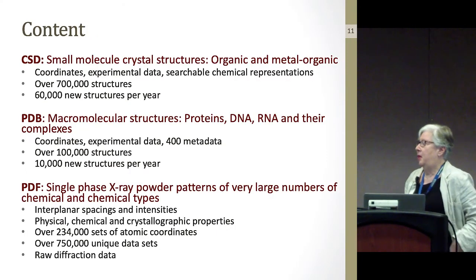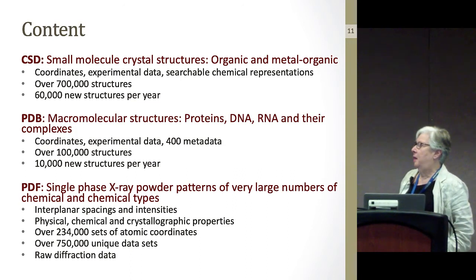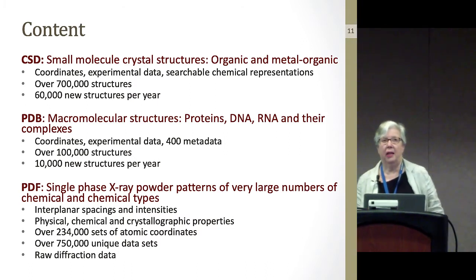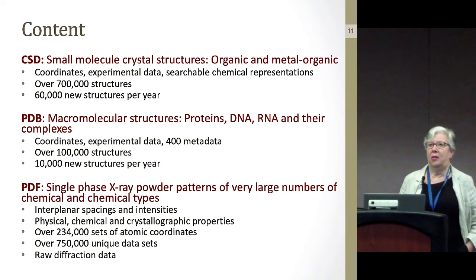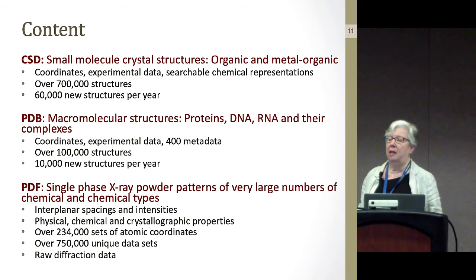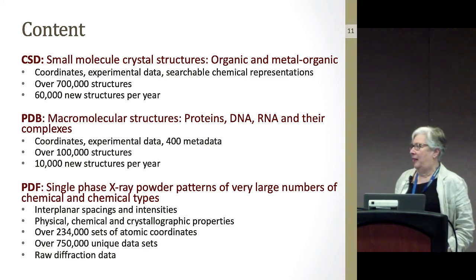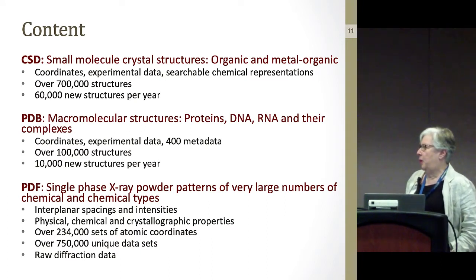So the content: the CSD has coordinates, experimental data, chemical representations. There are over 700,000 structures. The PDB has coordinates, experimental data, and metadata. Metadata are the data that describe what's there, like what describes the experiment, the ligand, the chemistry, and so on. There are over 100,000 structures, and we are at least at 10,000 structures per year at this point.